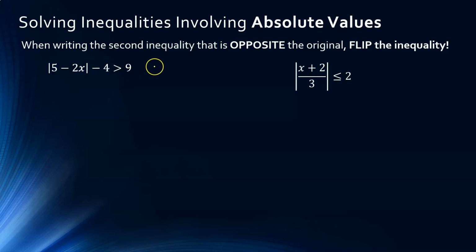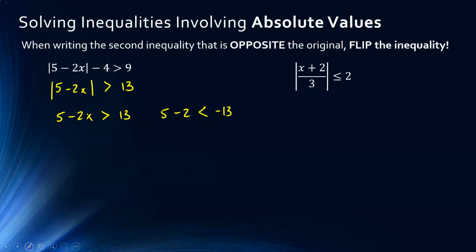So for this first one, we're going to have 5 minus 2x, the absolute value of that. I would add 4 to both sides and get 13. Okay, so now this is where we're going to write this as our 2 separate equations. So one equation will be 5 minus 2x is greater than 13. The other one will be 5 minus 2x. Then we're going to make that 13 a negative, so we have to flip the inequality as well.